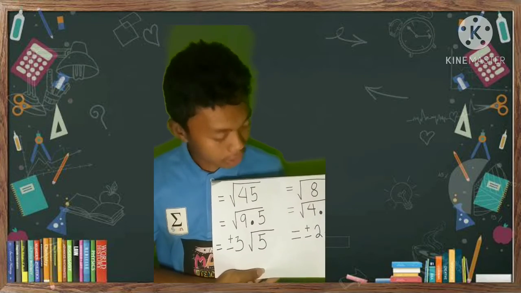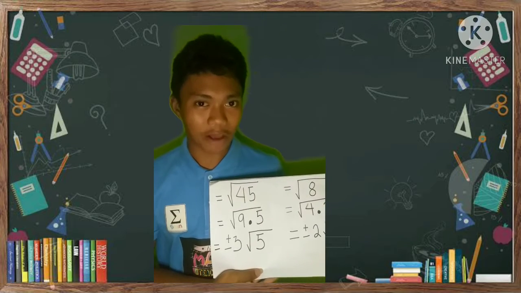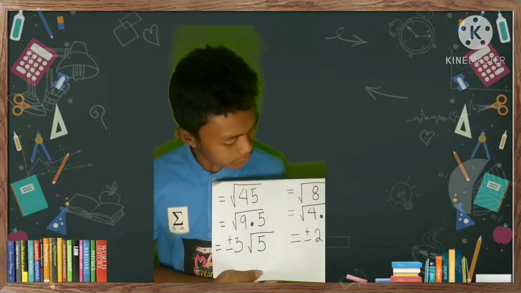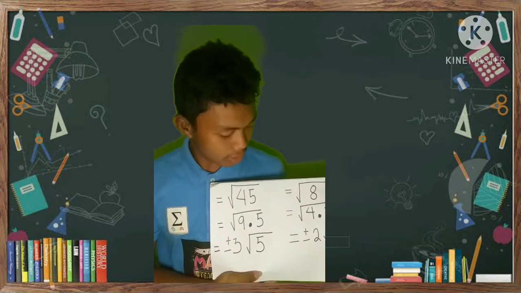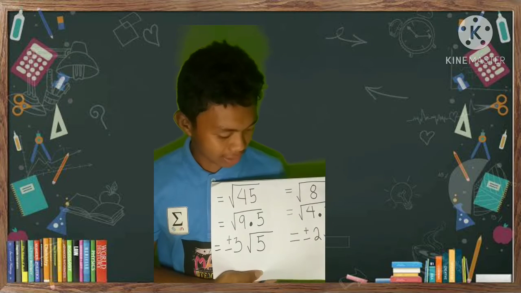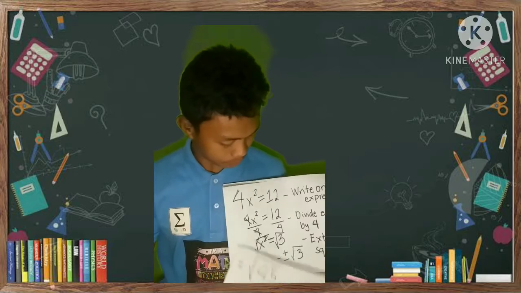The second example is square root of 8. Same as the square root of 45, it is not a perfect number, so we need to find its partner. 4 times 2 is 8. Square root of 4 is equal to 2. So the answer is positive and negative 2 square root of 2.